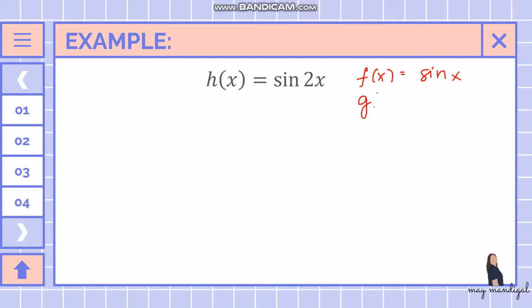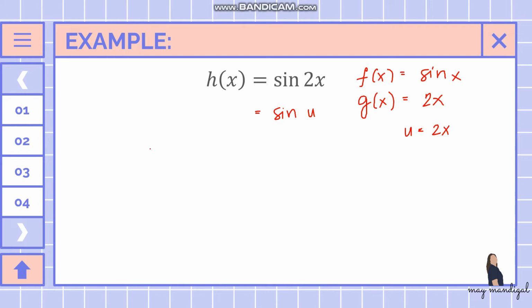And what is our inner function? Since in our outer function this one is x, but in the given it's 2x, that means our inner function is the 2x. And if you do composition of functions here, f of g of x, you just have to substitute 2x into the sine of x. So that's why we have sine of 2x here. So we can now substitute u for 2x. So this will become sine of u.